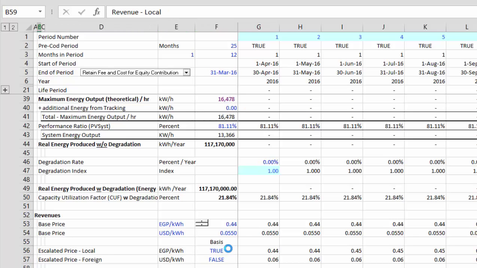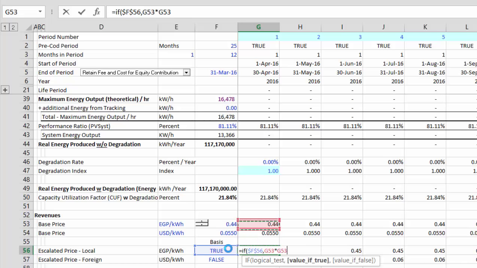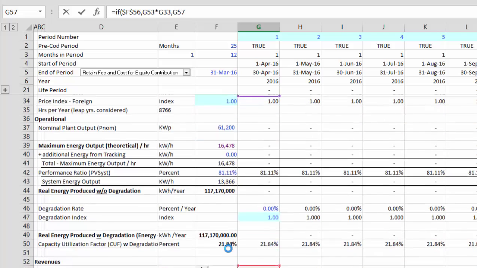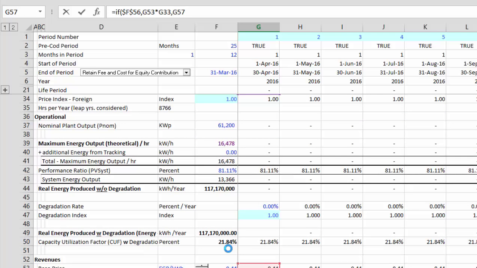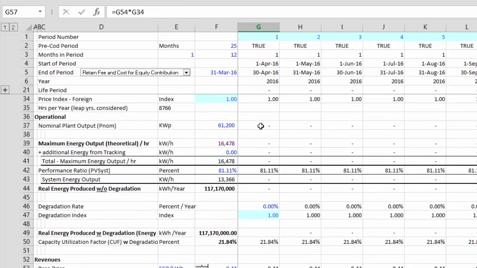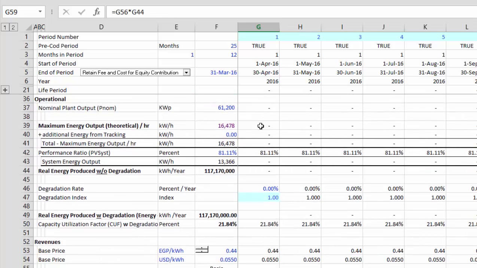Okay, so now if it's true, that means we take our base, if it's true, and press the F4, of course, then we take the base price and we multiply it by the price index, which is the local price index. Otherwise, we take the foreign one and we multiply that by our adjusted final exchange rate. Okay? Shift Control R. Okay? Same thing here.